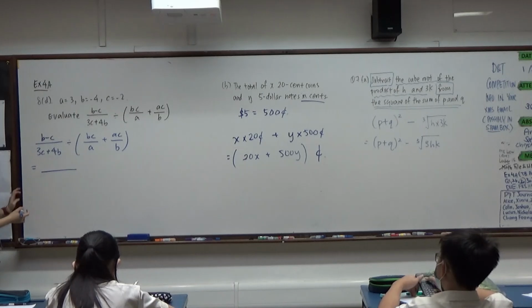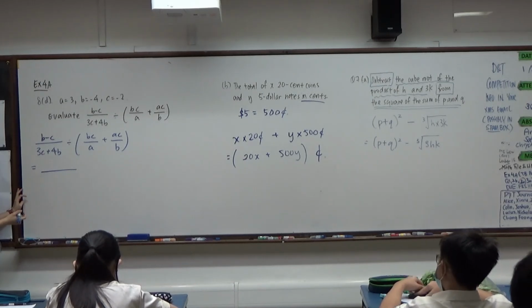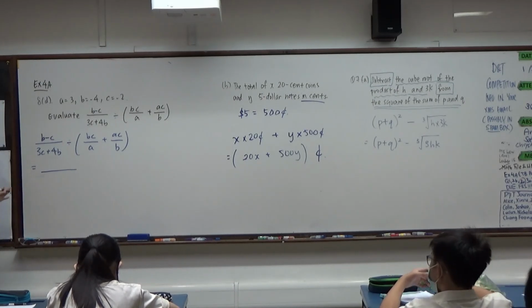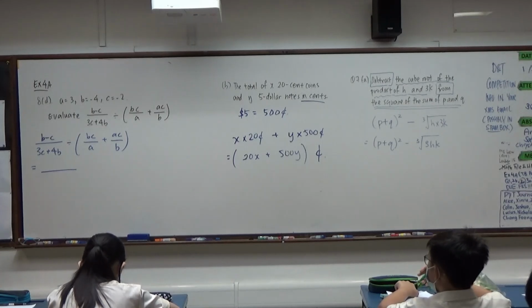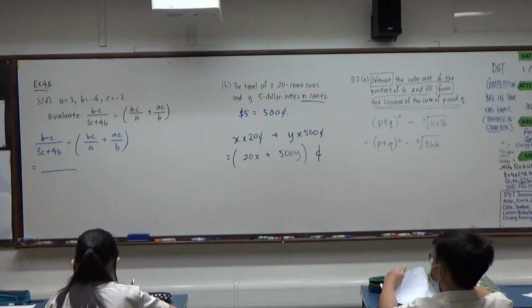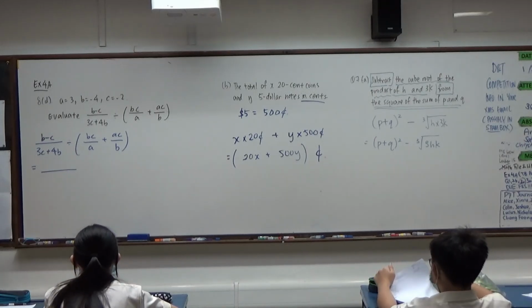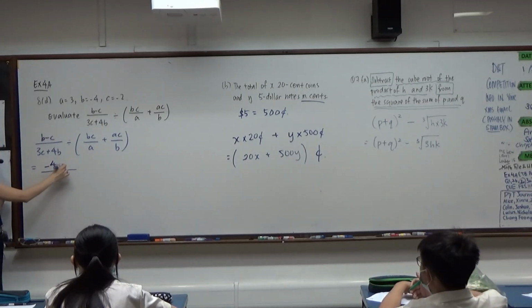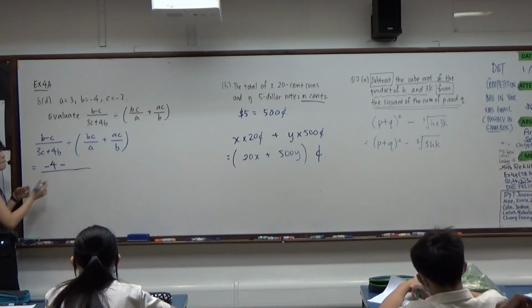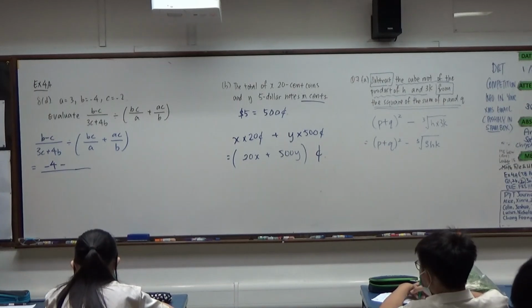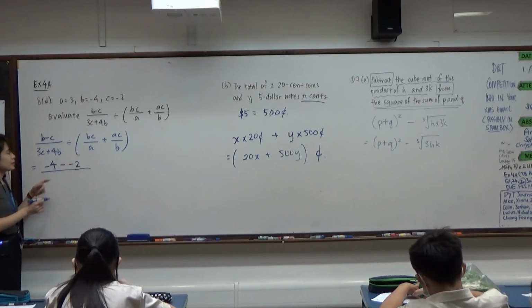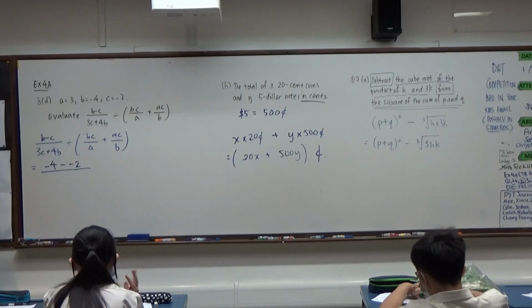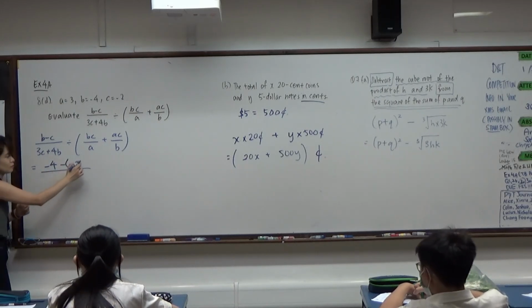B is going to be replaced by 4, you sure? You look at the question. B is equals to -4, so I'll put in -4, right? Okay, minus away C, what would it be? Okay, -2. Now, can I put 2 minus signs side by side like that? Cannot, so I must put brackets over here.